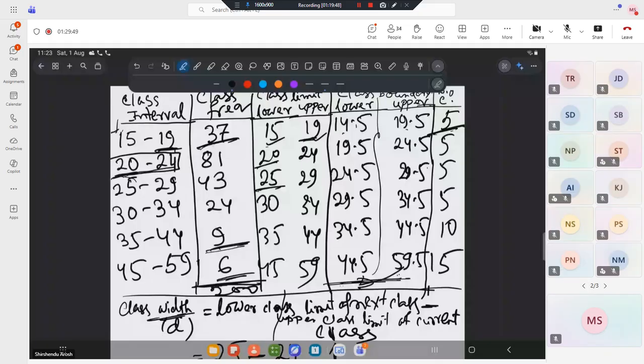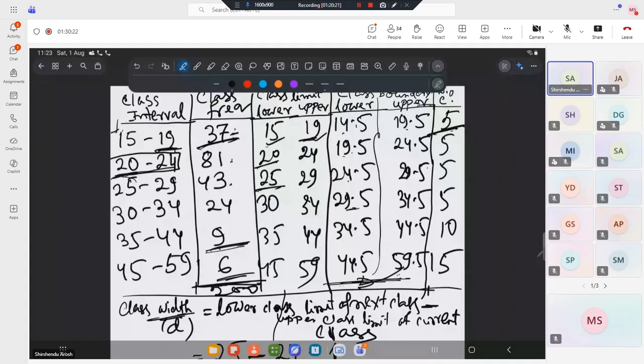So that is the part of the less than table. Less than 14.5, how much frequency is there? Next, suppose 19.5 is there. Below 19.5, how much frequency is there? That time 37 will come, correct? Now if I come to 24.5, below 24.5, how much frequency is there? That is 37 plus 81. Below 29.5, how much frequency is there? 37 plus 81 plus 43. Like this, it will keep on coming.